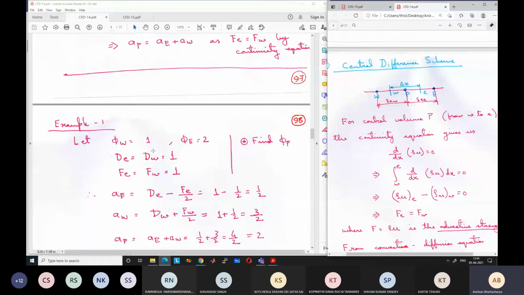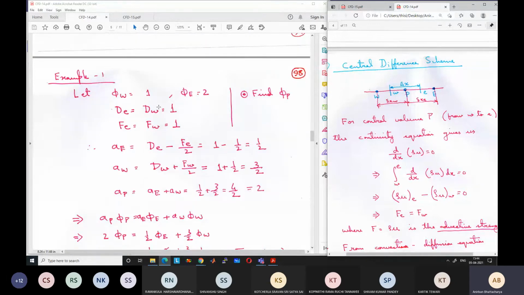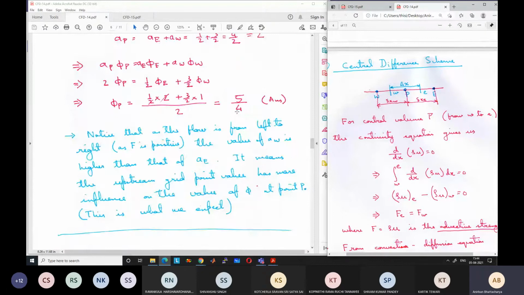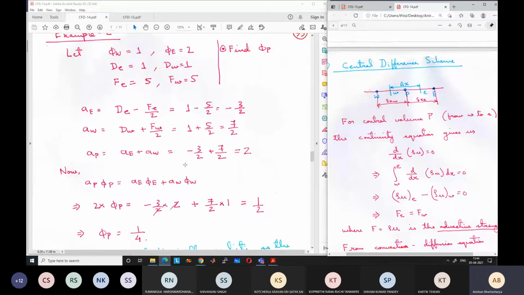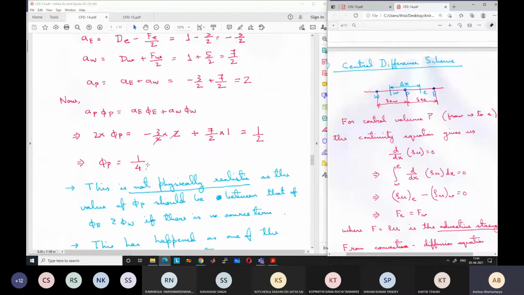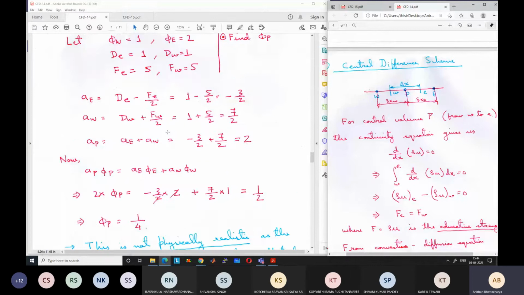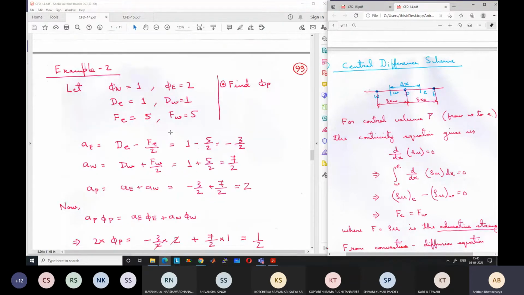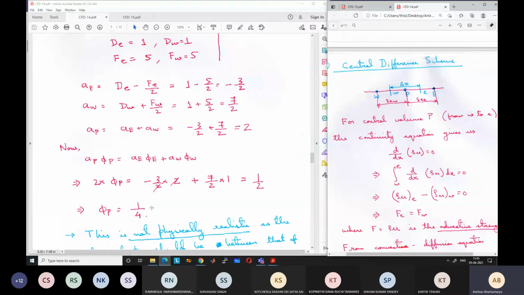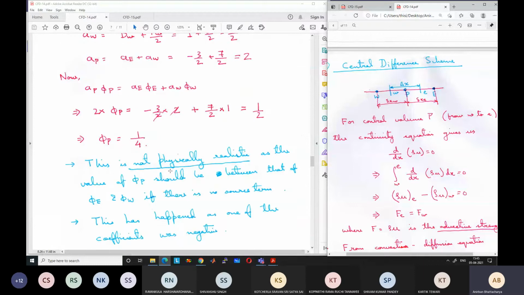So we had seen a couple of problems, one with low convective strength, low advective strength, where the central difference scheme worked perfectly, and one with high advective strength, where we got an unphysical result. Okay, the phi P value was beyond the bounds of phi W and phi E, which is not physically realistic. And we have noted when this will occur.